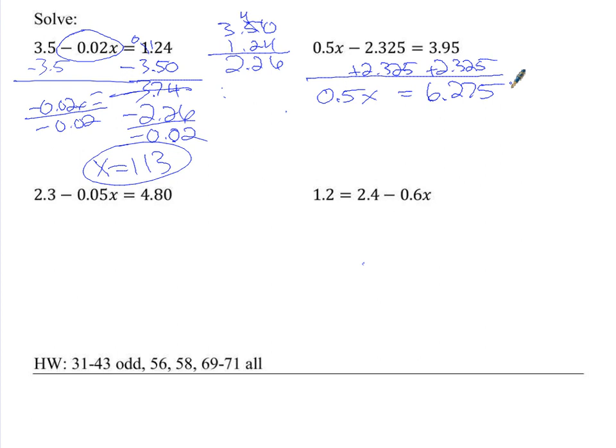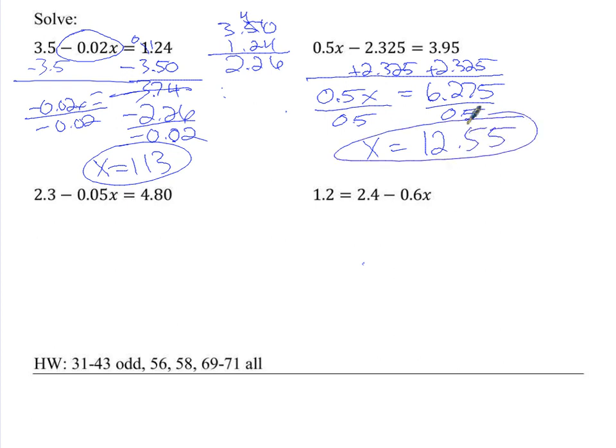Now what? Divide by 0.5. And what happens when we divide both sides by 0.5? What do we get? 12.55? There you go. That's your answer. Now, I'm still showing work, right? I'm using my calculator, but I'm still showing work. I still expect to see this stuff.